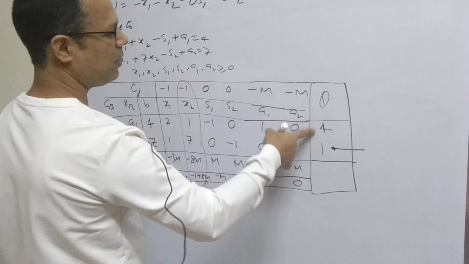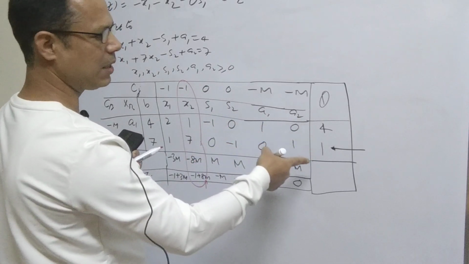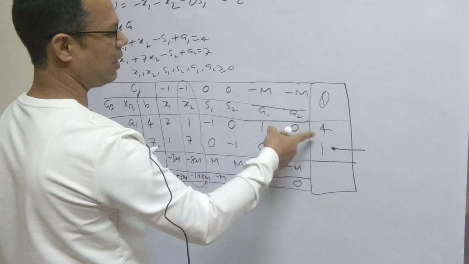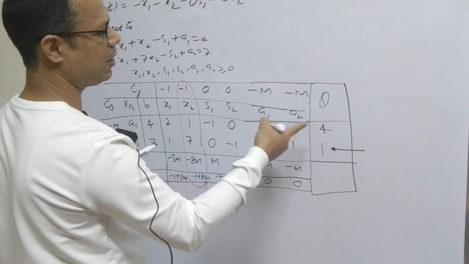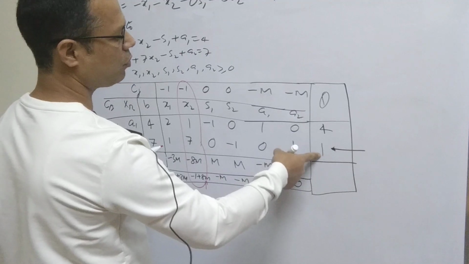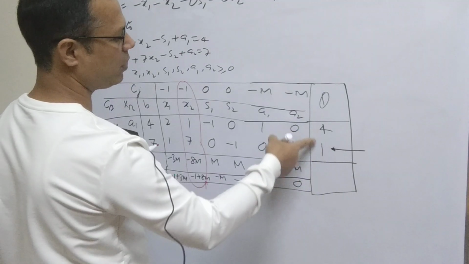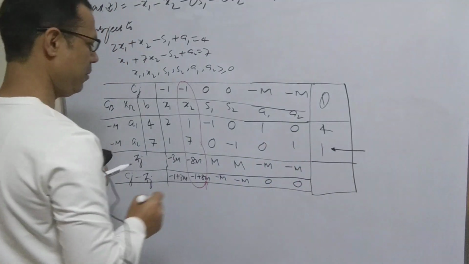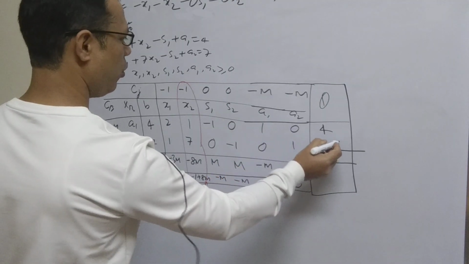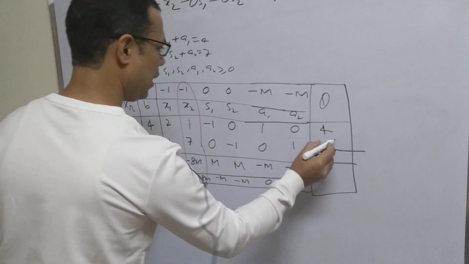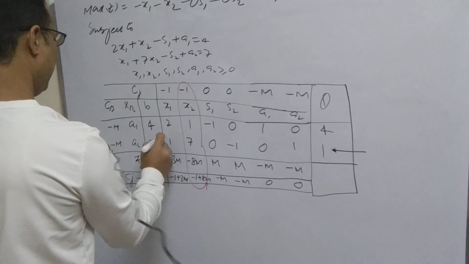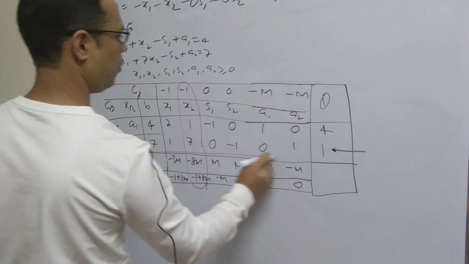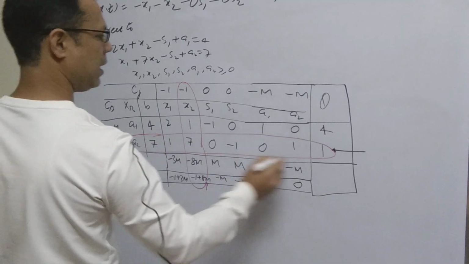It means if there is any negative value, that is not going to be considered. If there are other values, infinite or minus infinite, whatever, that is not going to be considered. Which value is going to be considered? The least positive value. Out of these two, 4 and 1, 1 is the least positive. So this row is going to be considered as the key row.